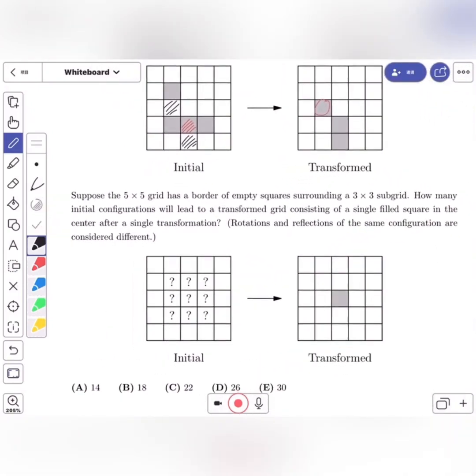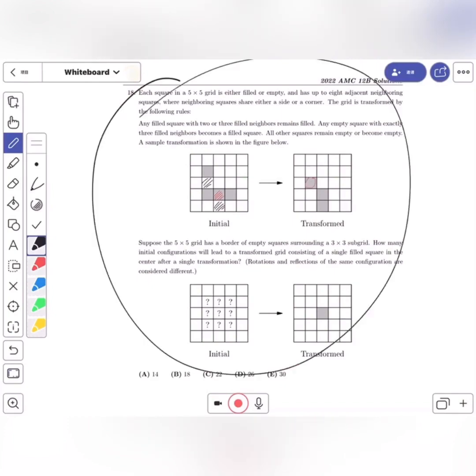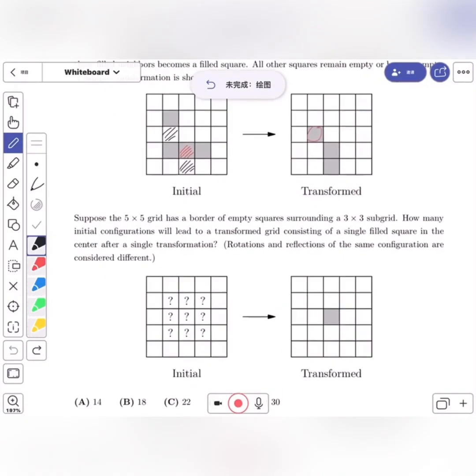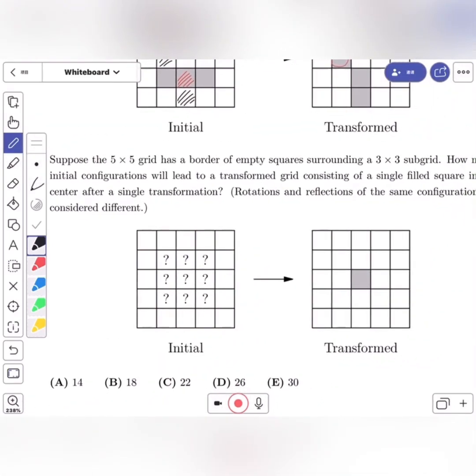Suppose the 5 times 5 grid has a border of empty squares surrounding a 3 times 3 subgrid. How many initial configurations will lead to a transformed grid consisting of a single filled square in the center after a single transformation? This problem seems to be a bit tricky. You might be scared off by the giant, enormous reading contained in this problem. However, let's try to break it down one by one.